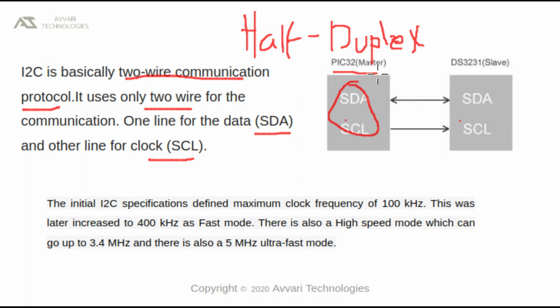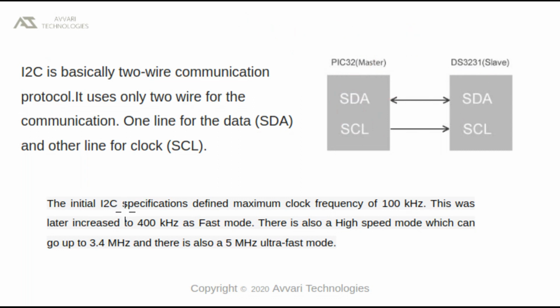Say for instance, this is our master and this is our slave, the DS3231. At a given time, either you can read data from the DS3231 or you can write data to the DS3231, but you cannot do both simultaneously. The I2C specification for maximum clock frequency is 100 kHz. This was later increased to 400 kHz as a fast mode. There is also a provision for a high-speed mode which can go up to 3.4 MHz, and there is also a 5 MHz ultra-fast mode.